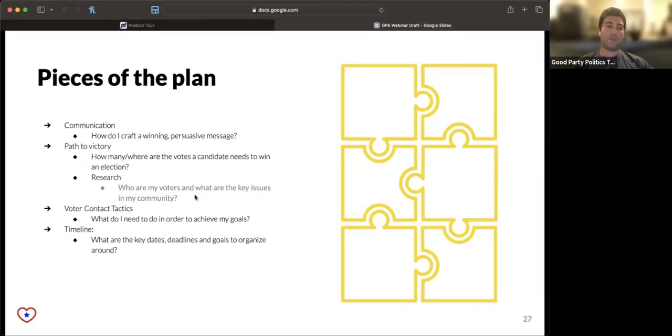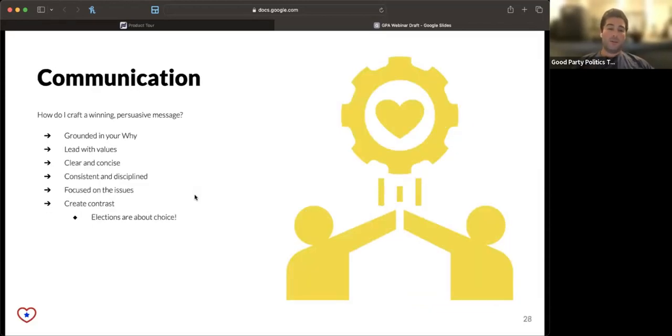And finally, your timeline is what are those key dates? What are those milestones on the journey where I need to take stock of if I'm moving in the right direction? And how will I even be able to measure my progress? We'll start with the communications plan, which unsurprisingly is very much how do I plan out and map how I spread my why to other people?